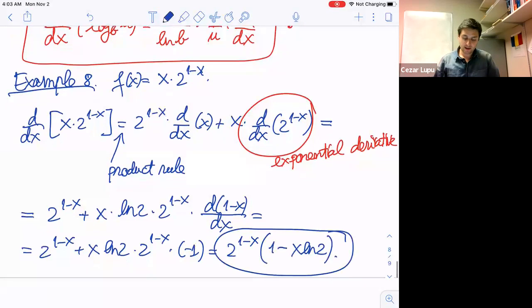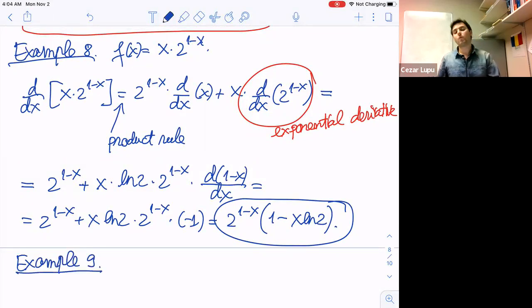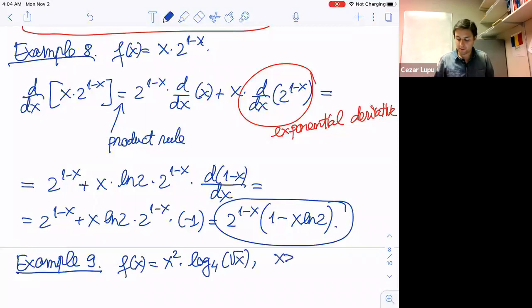All right, now let's see another example, this time I'll pick some logarithmic function. Example 9. Before we veer towards logarithmic differentiation, let me do this one. Let's say f of x will be, now let's do another product, x squared times log in base, I don't know, let's say 4 of square root of x. Okay, and now we'll assume that x is positive, so that the square root of x actually exists.